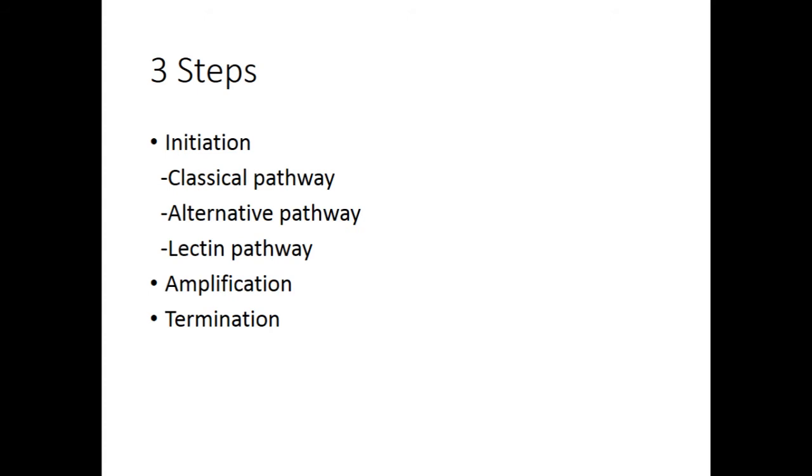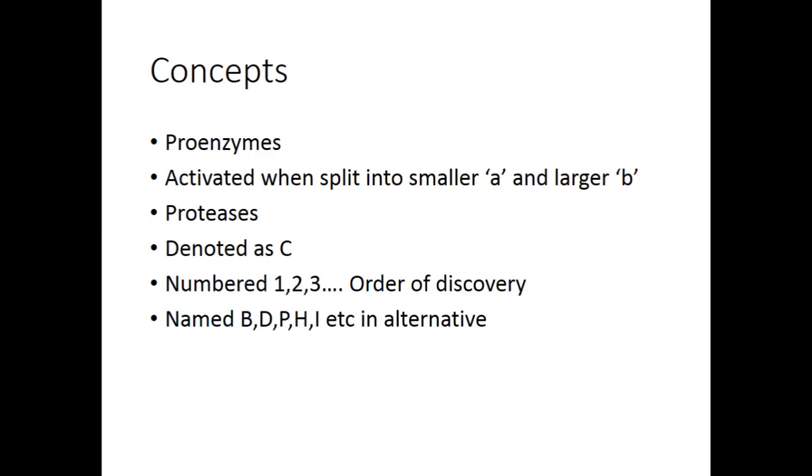Now, in a complement pathway, there are basically three steps: the initiation, amplification, and termination. Amplification is mainly done by the alternative pathway, and termination is when a membrane attack complex forms and the cell gets lysed by that. Based on the initiation, we can divide the system into the classical pathway, alternative pathway, and the lectin pathway. Now we'll go on to the classical pathway, or no, sorry, the concepts.